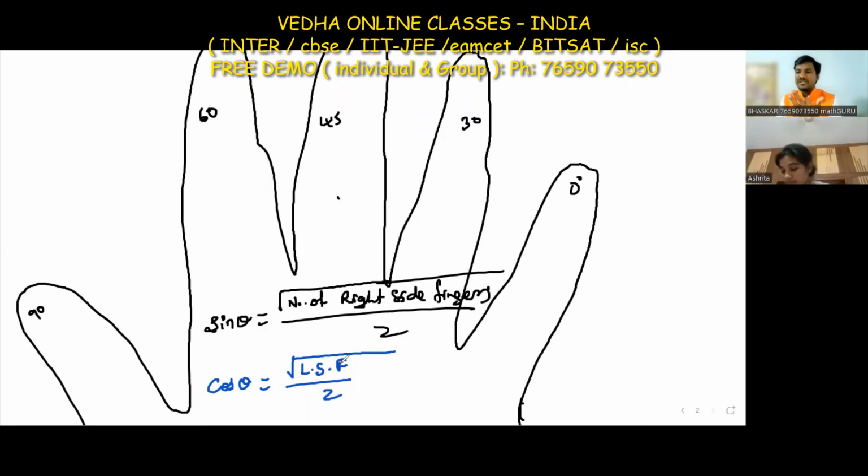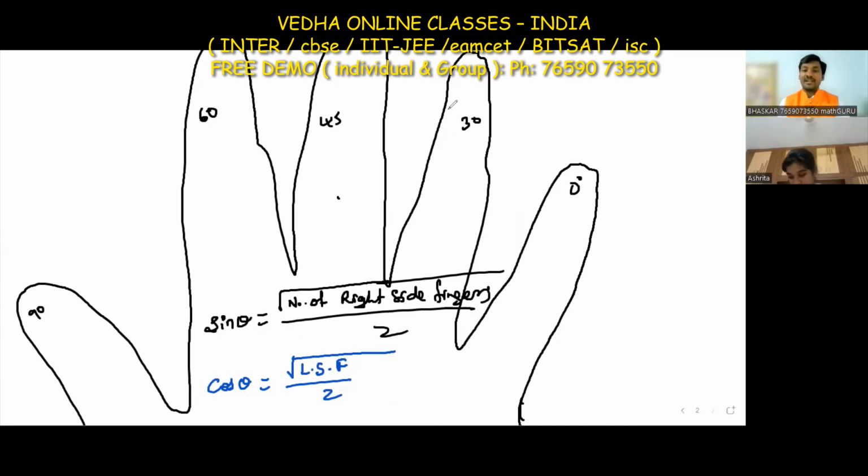Close 60 degrees. On the left side, how many are there? 1 finger, so root 1 by 2, that means 1 by 2. Close 90 degrees. On the left side, how many are there? There is no finger, 0. Root 0 by 2 means 0.